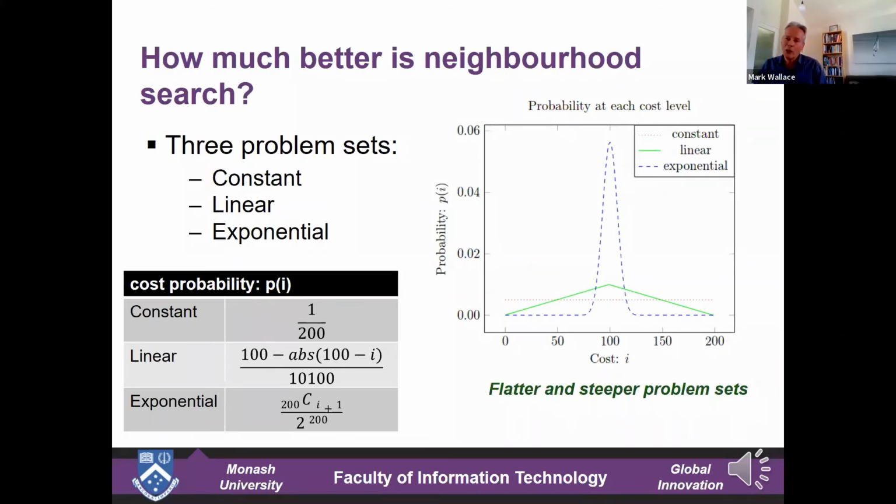And we've got an exponential problem where the probability of fitness I is the number of ways of selecting I out of 200. And that has a sharp peak at 100. So we've got essentially a very steep problem set as opposed to a flatter one.